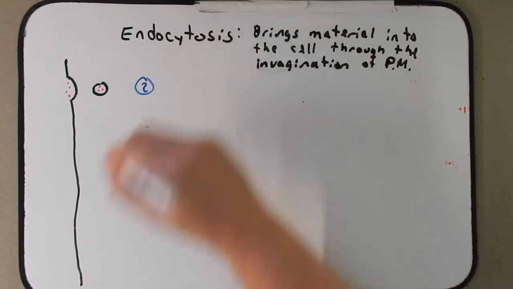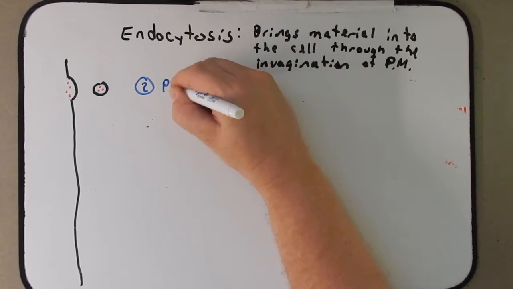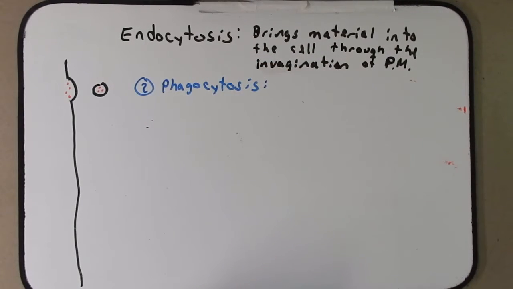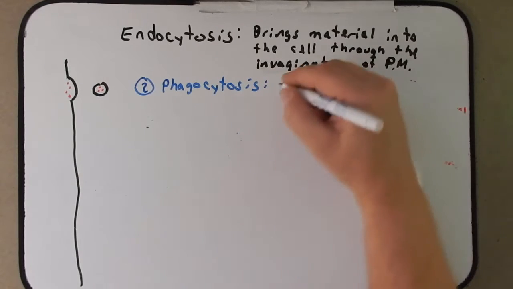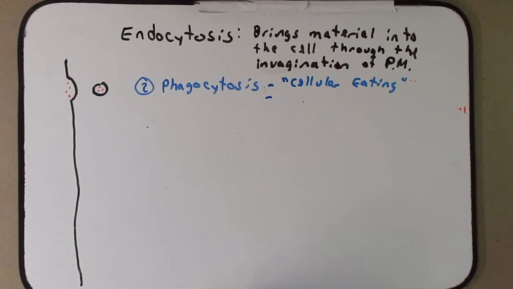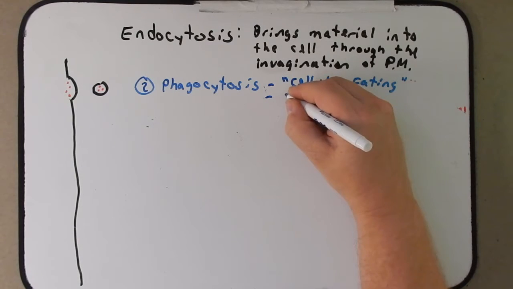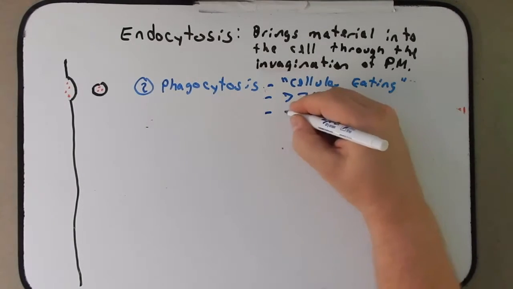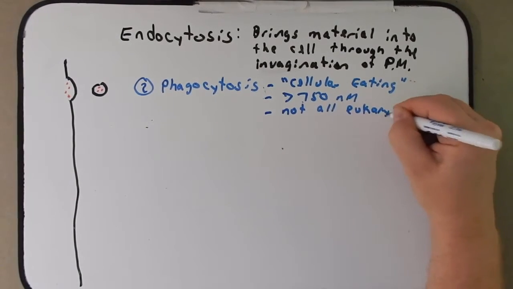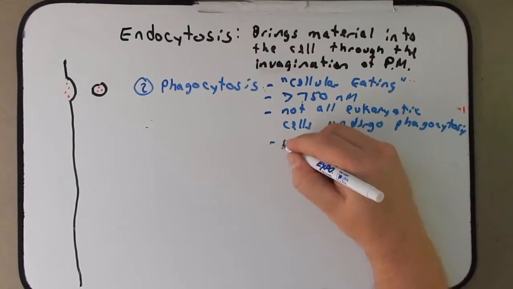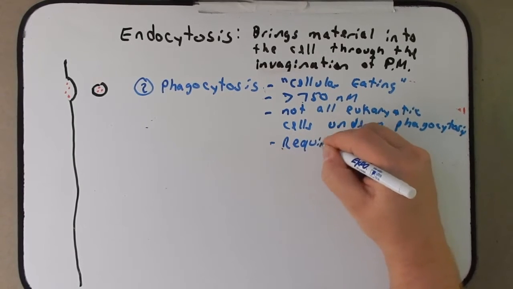Let's talk about the second pathway now, phagocytosis. Just like pinocytosis was equivalent to cellular drinking, phagocytosis is thought of as cellular eating. Pinocytosis brought in molecules that were less than 150 nanometers. Phagocytosis brings in particles that are greater than 750 nanometers. Now, not all eukaryotic cells undergo phagocytosis, because phagocytosis requires specialized cells.